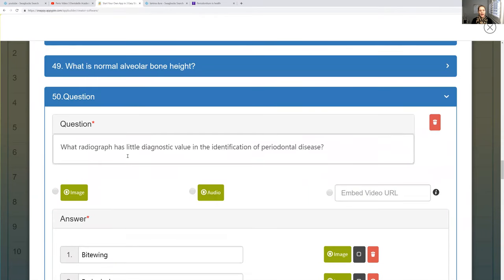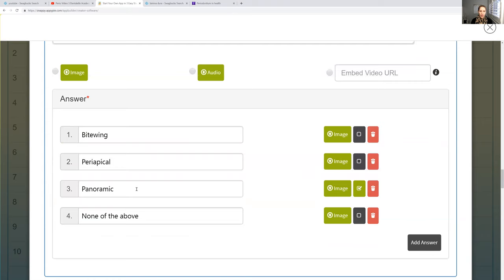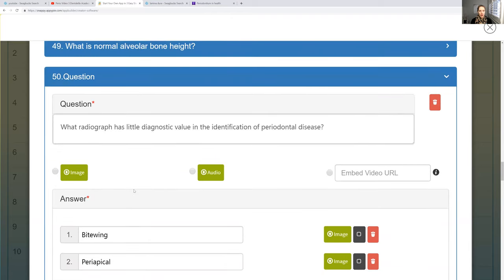What radiograph has little diagnostic value in the identification of periodontal disease? So we actually talked about this a little bit in the last video. We talked about which radiographs are the best to see periodontal disease. So now you have to know which ones don't really help when you're looking at perio. And that would be the panoramic x-ray. And I did even mention that in the last one. So hopefully, if you guys were paying attention, things are starting to come together.